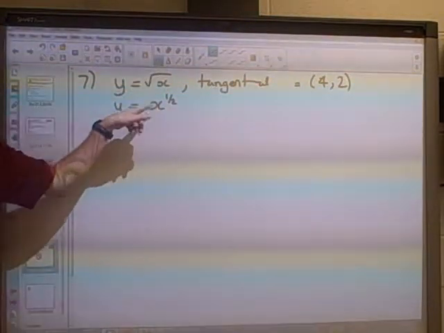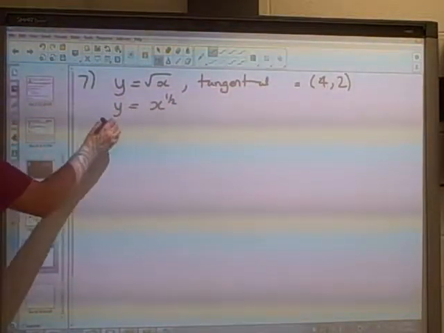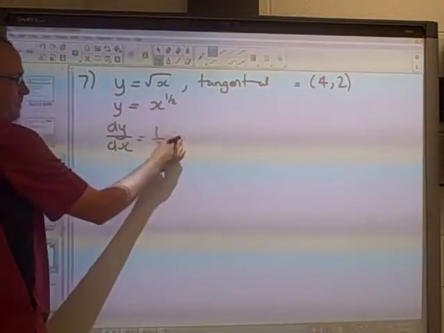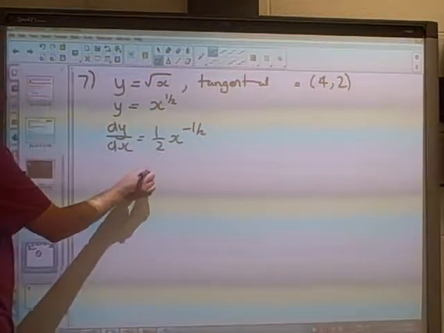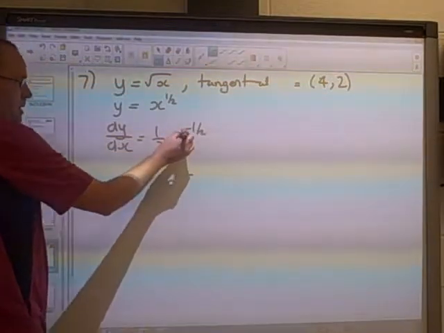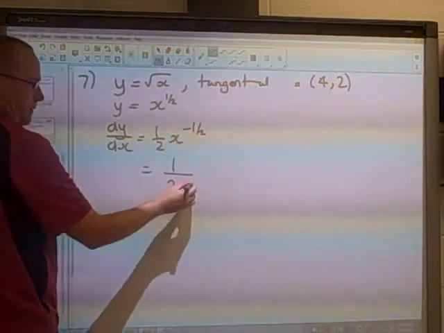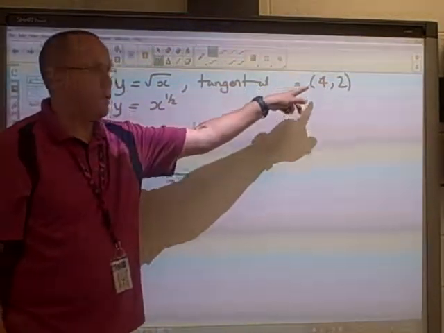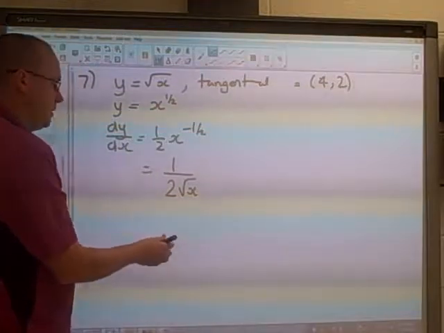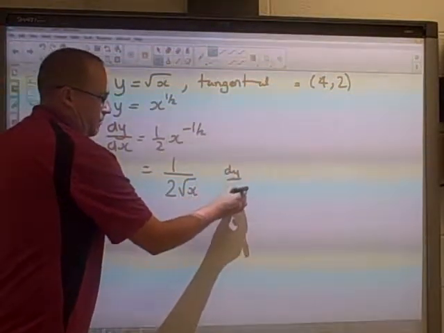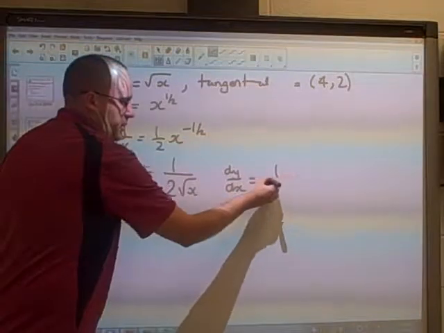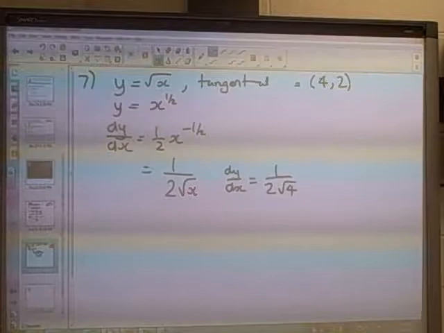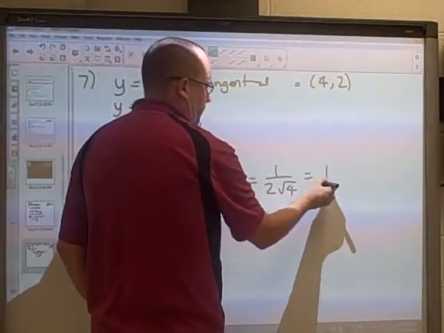Now, as that wasn't in the correct form before, I'm going to write it using exponents. And now I can go ahead and differentiate this. So bring the power to the front, decrease the power by 1, and we can rewrite this as well. The negative tells us it's on the bottom, the half tells us it's a radical, and we can plug in our value of x to find our slope. So when x equals 4, dy by dx equals 1 over 2 times radical 4. The square root of 4 is 2, times the other 2 is 4, so in other words, 1/4.